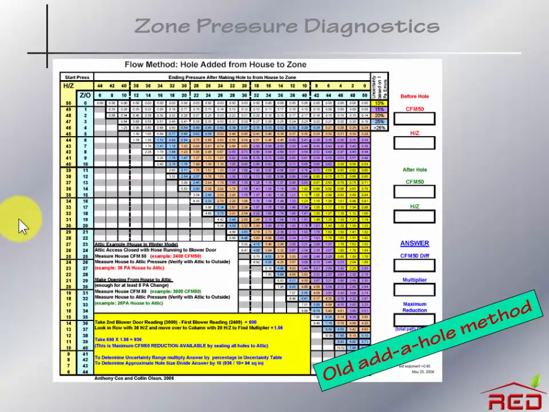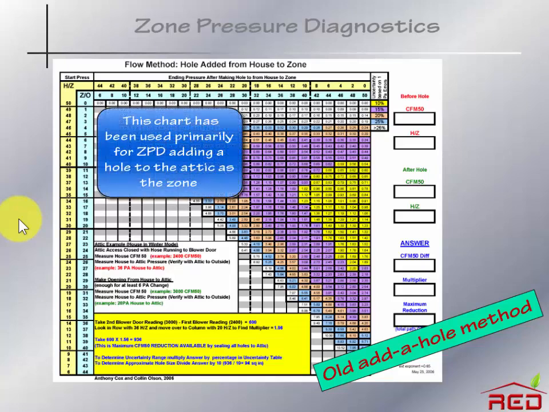This chart has been used probably by many of you for ZPD analysis in the past. It was put together by Colin Olson and Anthony Cox in 2006. It is based on the advanced ZPD field study and analysis that was done in 2001. Usually this is laminated, has two sides.